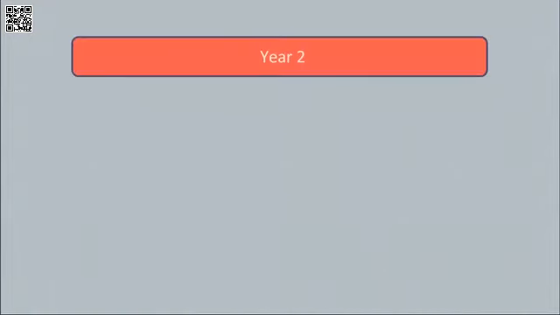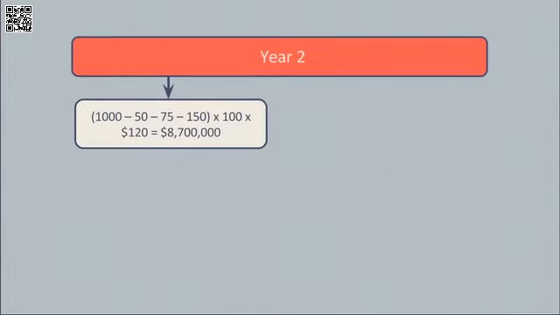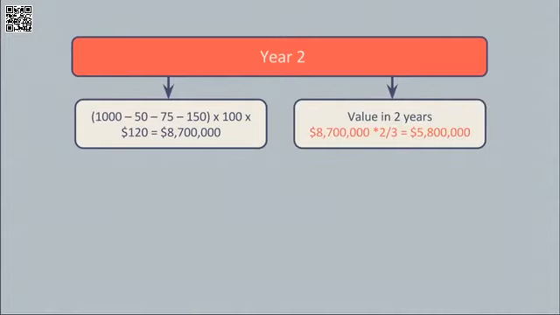Year 2. 1,000 minus 50 minus 75 minus 150, multiplied by 100, multiplied by $120, equals 8.7 million. This is for 3 years, and this is the second year of the scheme. So $8.7 million multiplied by 2 over 3, it's 2/3, equals 5.8 million. This is the fair value of 2 years.